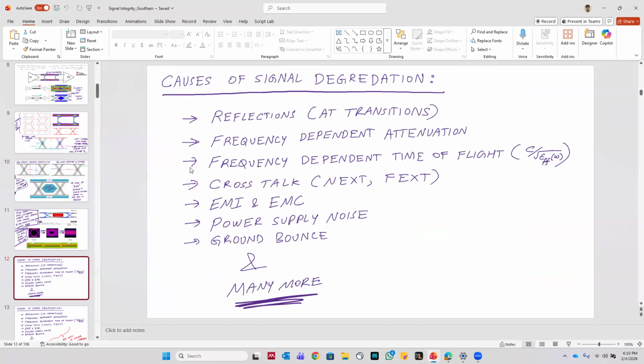In order to design the link correctly, we need to address several causes of signal degradation. Those are reflections, frequency-dependent attenuation, frequency-dependent time of flight, and then we talked about crosstalk. We haven't yet talked about EMI, EMC. I'll discuss that today. These are more related to power integrity, which I think Professor Iyer would have already talked about.